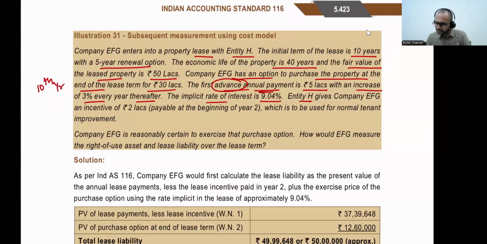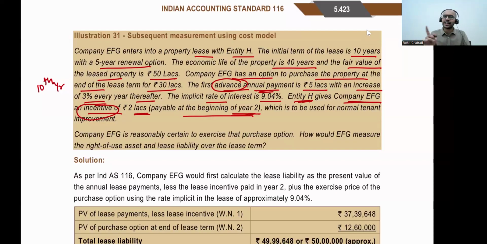Entity H gives EFG an incentive of rupees 2 lakhs, which is payable at the beginning of year 2. What does this mean? Incentive is nothing but any cash flow that is moving from the lessor to the lessee. Therefore, entity H is giving EFG an incentive of 2 lakhs, which means entity H will be giving EFG rupees 2 lakhs at the beginning of year 2.